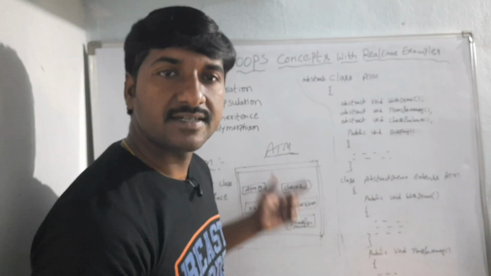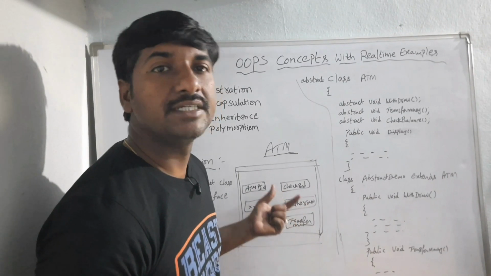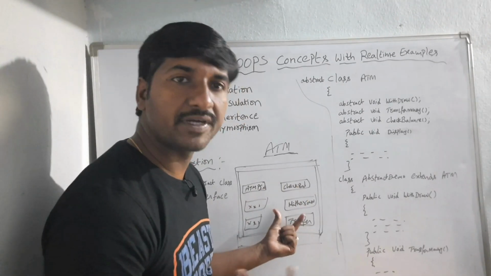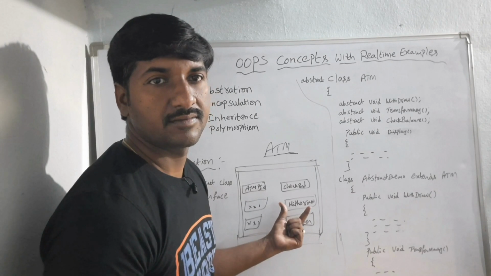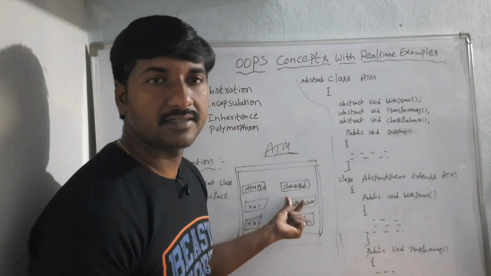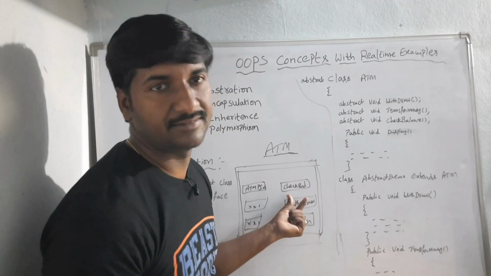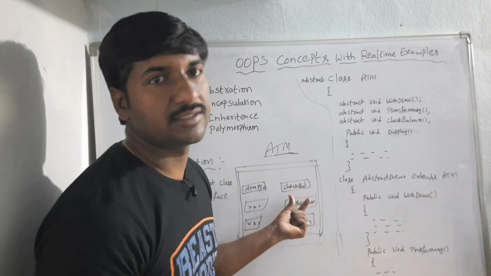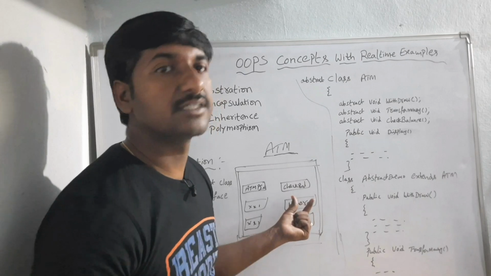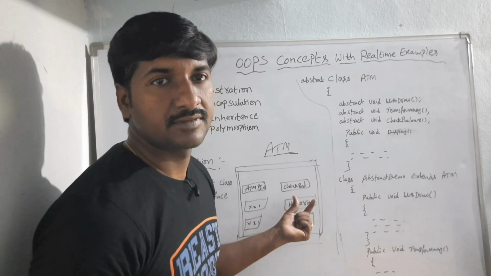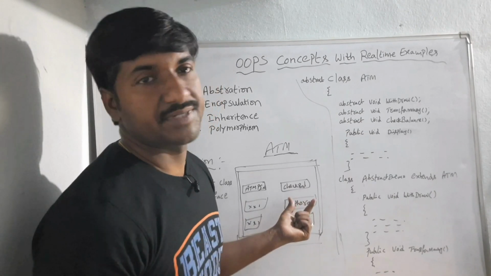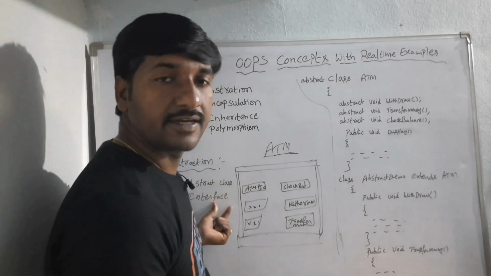What does abstraction do? It shows only necessary data to the user. These are the necessary data for the user to operate the ATM machine. Unnecessary data means the implementation part. What is happening internally, the user doesn't want to know that. The implementation part, the internal processing, he doesn't want. That is nothing but abstraction. We can achieve abstraction by using abstract class and interface.